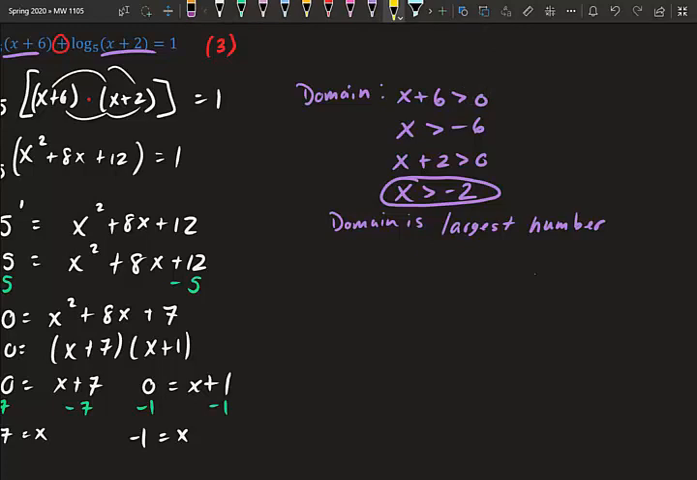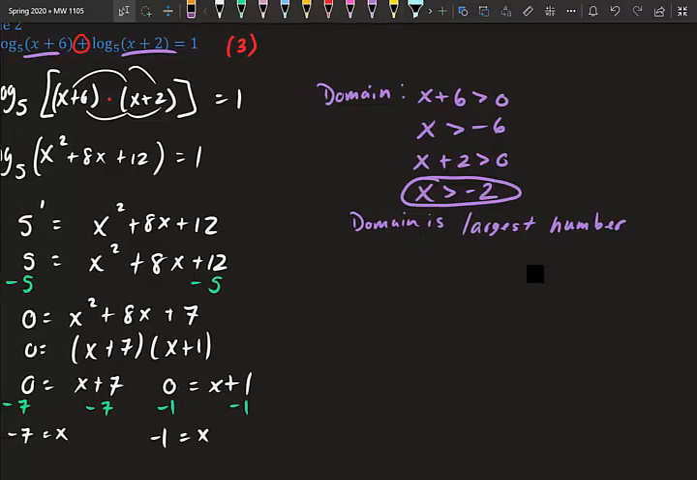Let's hypothetically say x is negative 7. That's not a hypothetical, it's true. X is negative 7. So if we put negative 7 here, it's not greater than negative 6, and it's not greater than negative 2. So it's not a solution. And if we do negative 1, so negative 1 is greater than negative 6, negative 1 is greater than negative 2, so our only solution is negative 1.